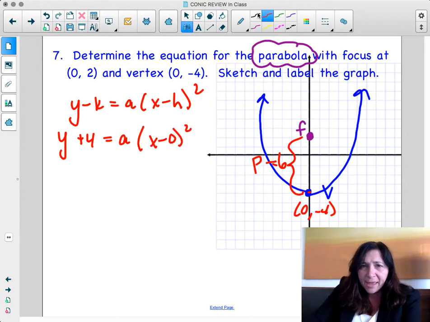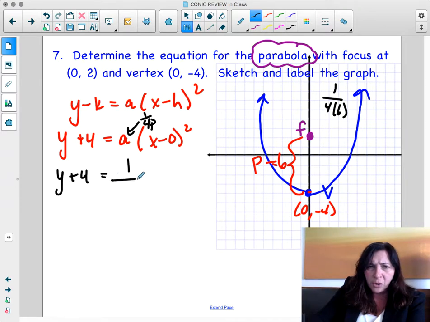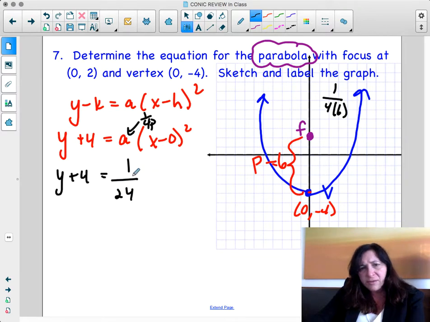So it's going to be y plus 4 equals a times the quantity x minus 0 quantity squared. Now a, this value here, is 1 over 4p, right? Well, p is 6. So 1 over 4 times 6 is 24. So we're going to go y plus 4 equals 1 over 24 times x squared.